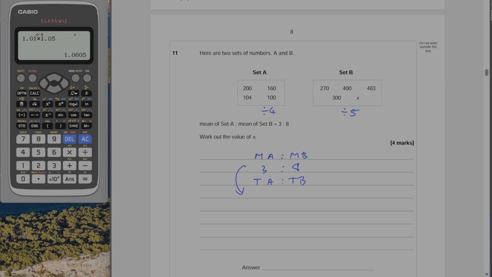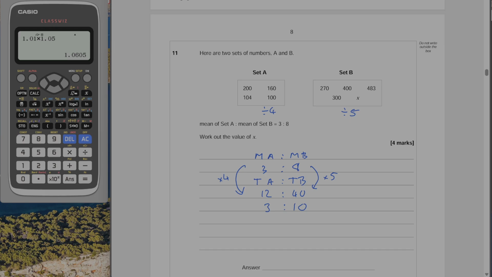the mean's been divided by 4. If I times by 4, 12 to the mean of B, 40. I might want to simplify down. They've both got 2 in common. 6 to 20. They've both got 4 in common, so that would be 3 to 10.